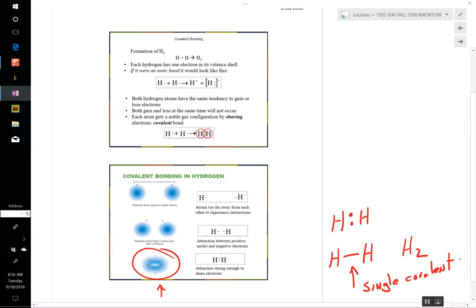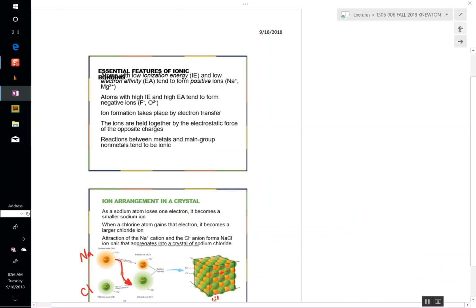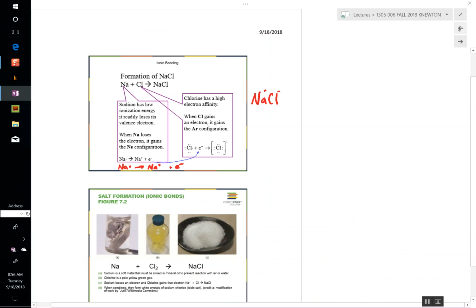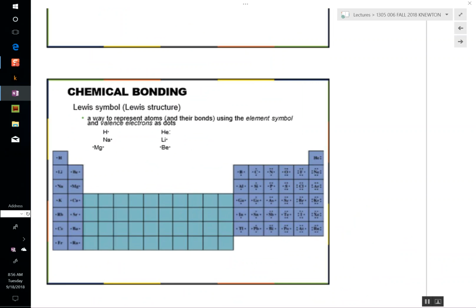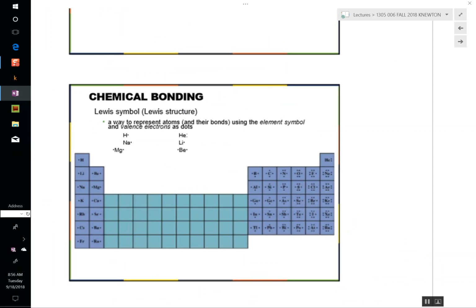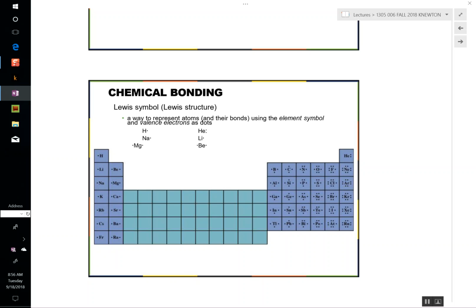Now let's see, did I skip over the Lewis dot diagram? Yeah, I did. I'm sorry. I skipped over an important slide back here. I hope I'm not jumping around too much and losing you. You with me? You can jump around? You're multitaskers? Okay. All right.